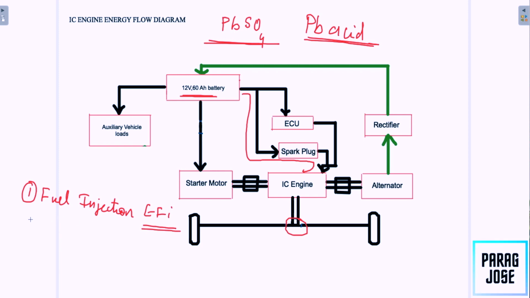The second aspect that the ECU has to control is the spark timing. Spark and ignition timing is very important for controlling the vehicle operation.